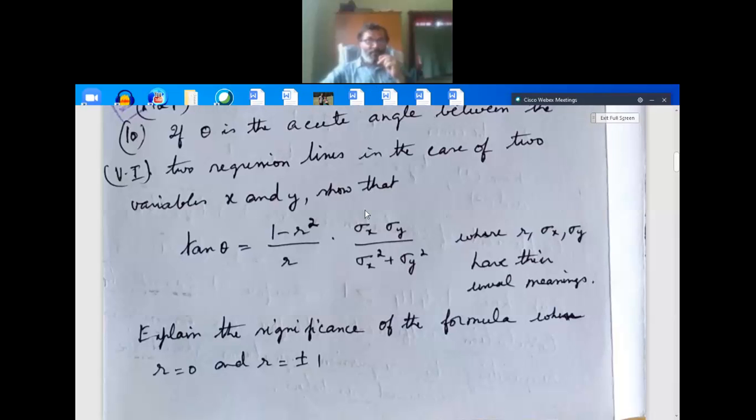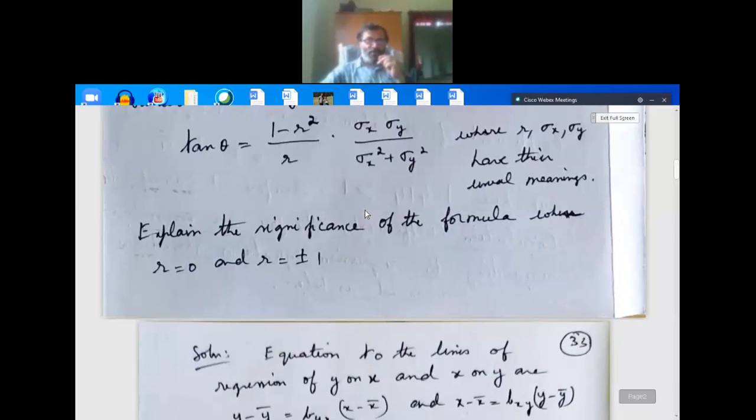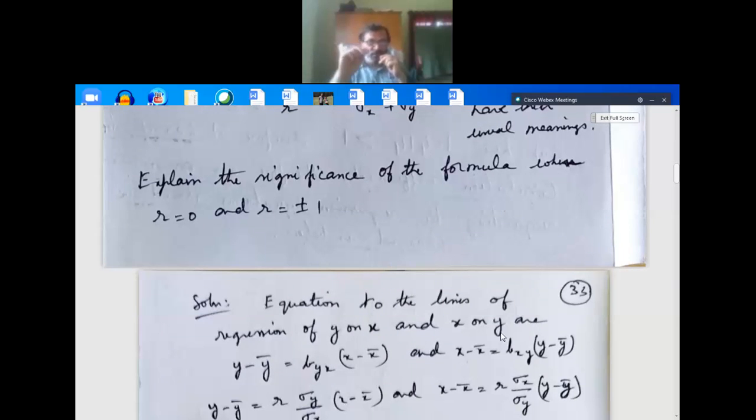Now here, first what we do, we take the equations to the lines of regression of y on x and x on y. Two regression lines. This is just like a theoretical type of question, but a very important question. We take the equation to the lines of regression of y on x and x on y.